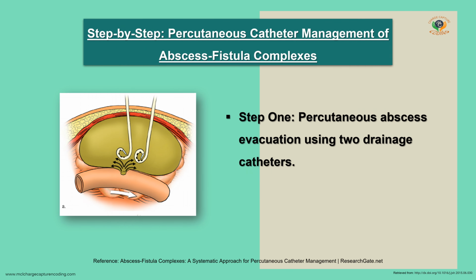The first figure shows the first step wherein a percutaneous abscess evacuation procedure is performed using two drainage catheters. Here the physician moves to the right in direction of intestinal peristalsis as shown by the white arrow, while the enteric fluid leaks into the inflammatory walled-off abscess cavity as the direction represented by the black arrows.